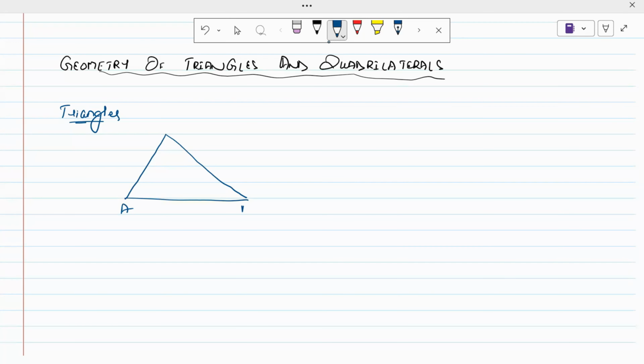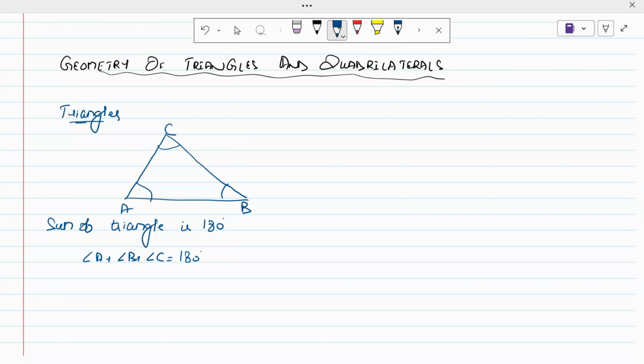this is triangle ABC. So for any three-sided closed figure, the angle property is, in a triangle we have three different angles. So the property about triangles is that the sum of the angles of a triangle is 180. Sum of a triangle is 180 means angle A plus angle B plus angle C, all these three angles should sum up to 180 degrees. That is the first property to be remembered generally about triangles.